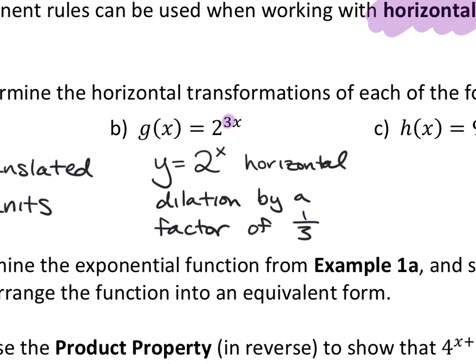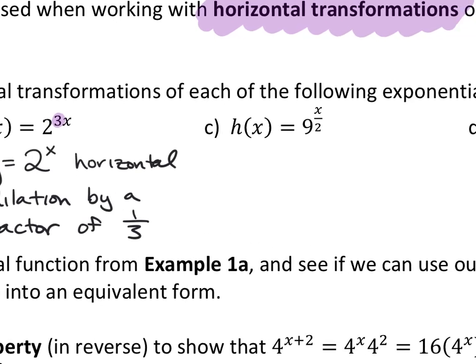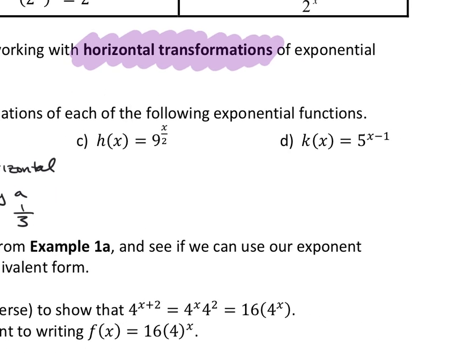So identify first what the basic parent function would be. There's not an actual parent function for exponentials because the base will be different each time. But compared to a boring base version of it, what is happening in C and D? Give yourself a second. Okay, for number C, if we're comparing it to 9 to the x, what has happened here?